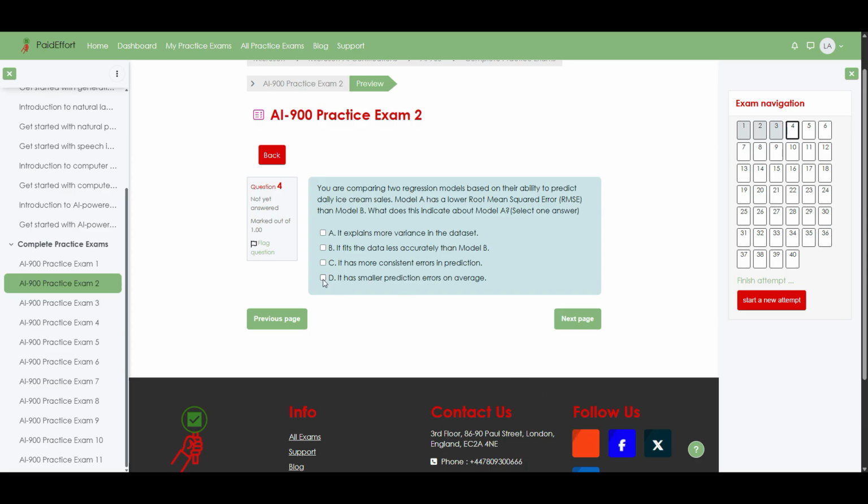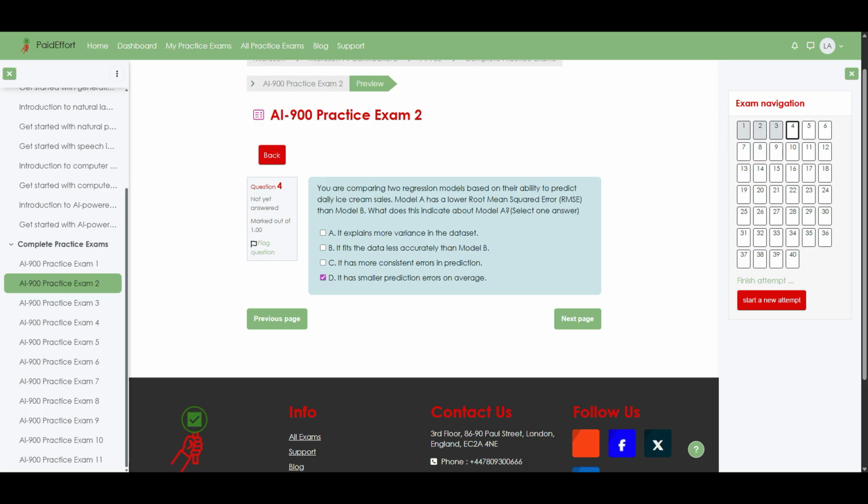The correct answer is D. It has smaller prediction errors on average. Let's go ahead and explain why that's the case. When you're comparing regression models, RMSE is one of the most common metrics for evaluating performance. A lower RMSE tells us that the model's predictions are on average closer to the actual values. So if Model A has a lower RMSE than Model B, it means Model A's predictions are generally more accurate.